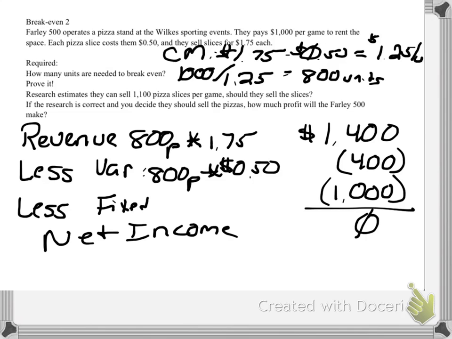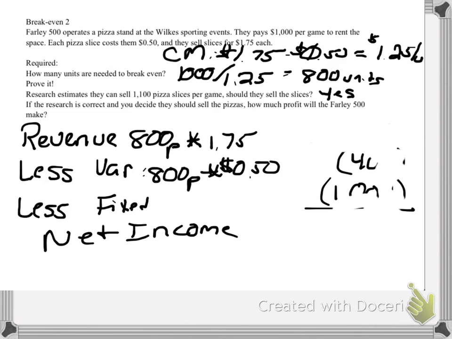The third part of the problem says research estimates they can sell 1,100 pizza slices per game. Should they sell them? Well, the first decision is really easy, because yes, they should sell them. They only need to sell 800 to break even. So that's an easy question. The next part says if the research is correct and you decide they should sell the pizzas, how much profit will they make? Well, let me just erase some of the basics of the problem, but you're just going to go ahead and figure out the same idea.